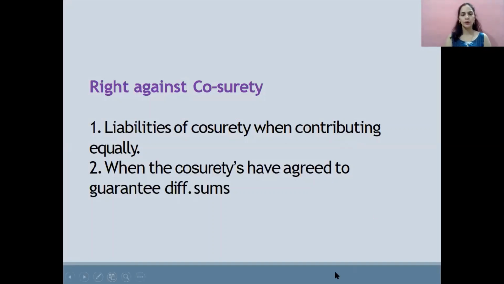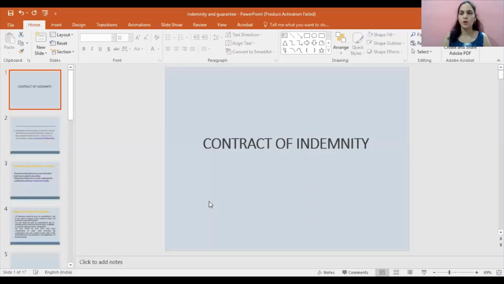Whereas when the co-sureties have agreed to guarantee in different sums, like for example, Mr. X is paying 5 lakh rupees, Mr. Y is paying 3 lakh rupees, and Mr. Z is paying 2 lakh rupees as guarantee. So in this particular case, all the rights, all the securities, all the benefits of the new creditor will be enjoyed by them in the ratio of 5:3:2. That is the different sum that they have agreed upon to pay. This is all for contract of indemnity and guarantee.